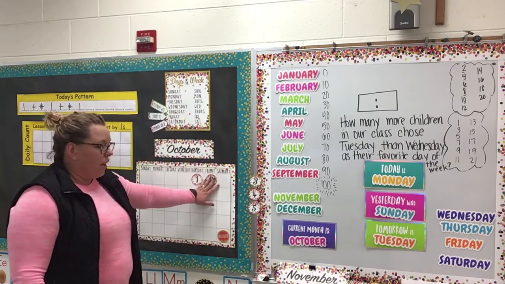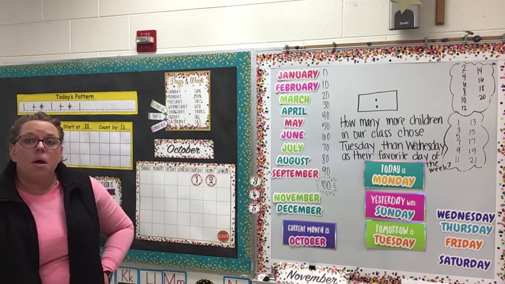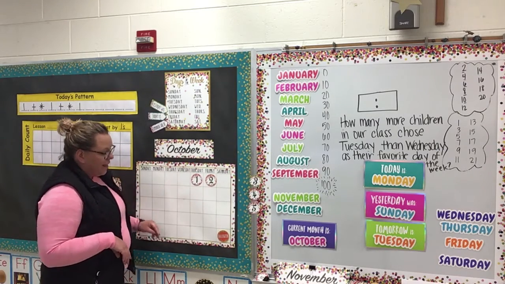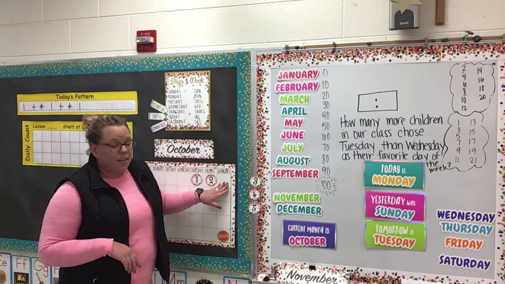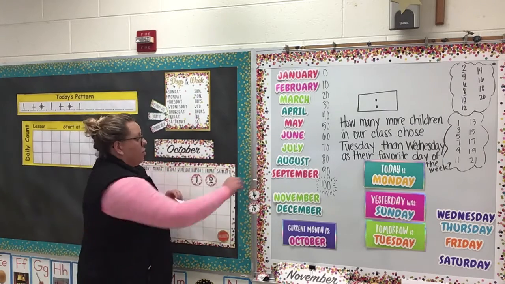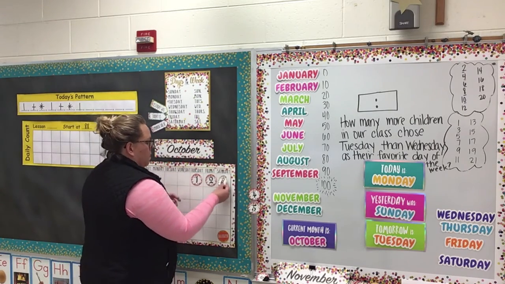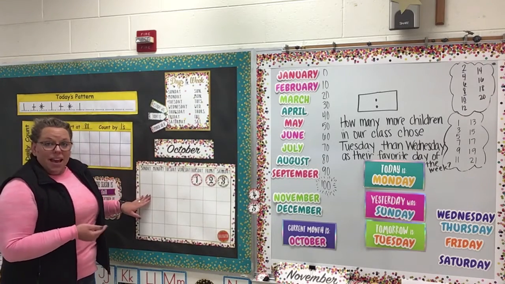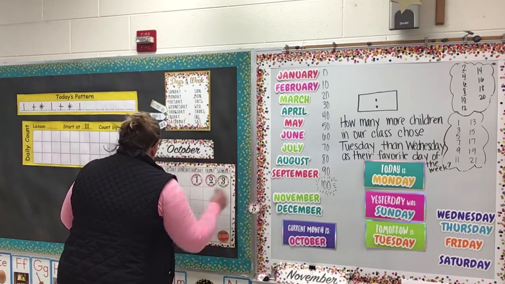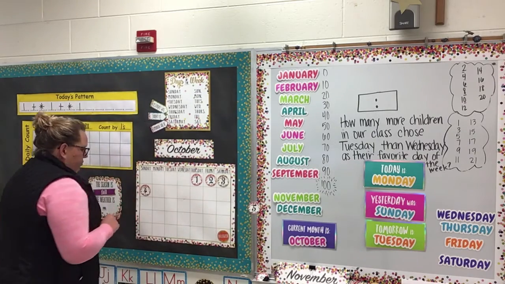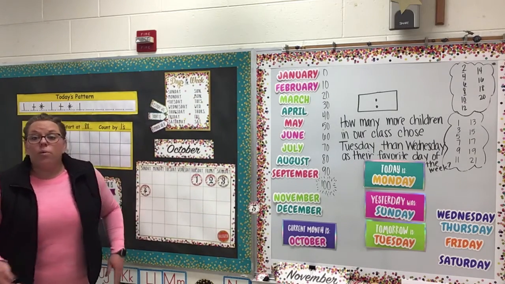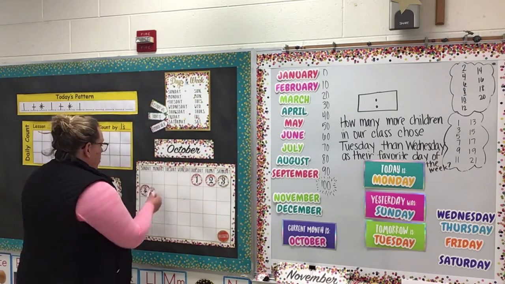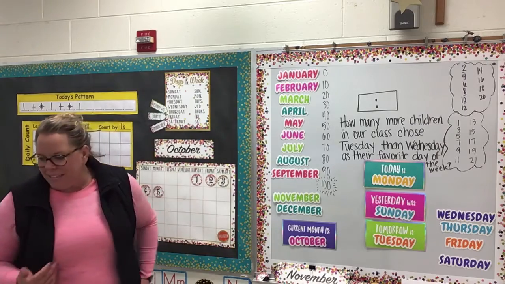Let's go ahead and take a look at our calendar. We have some work that we need to do because the last time we had school was Friday, and Friday was the 2nd. So Friday was the 2nd, Saturday was the 3rd. And if Saturday was the 3rd, that means Sunday, yesterday, was the 4th. And if yesterday was the 4th, what does that make today? Today is the 5th.